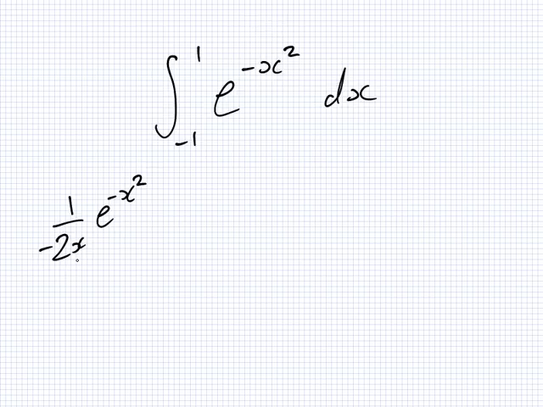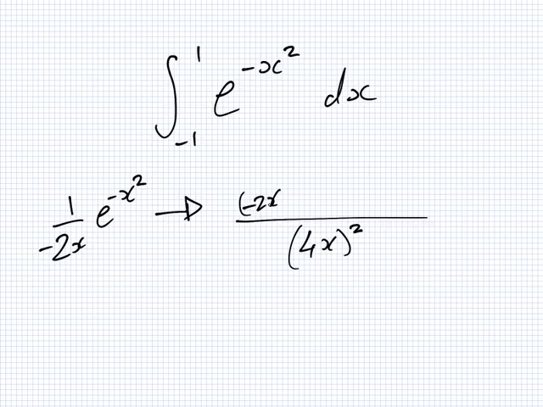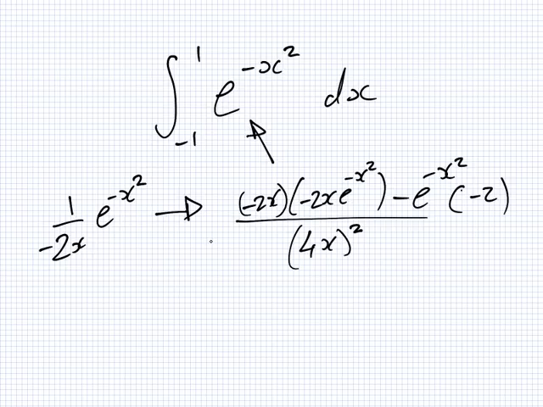Watch what happens if I differentiate. If I differentiate this, it's the quotient rule. So it's the bottom squared, the bottom times the derivative of the top, minus the top times the derivative of the bottom. No way does that equal that. So this is not the integration of this.